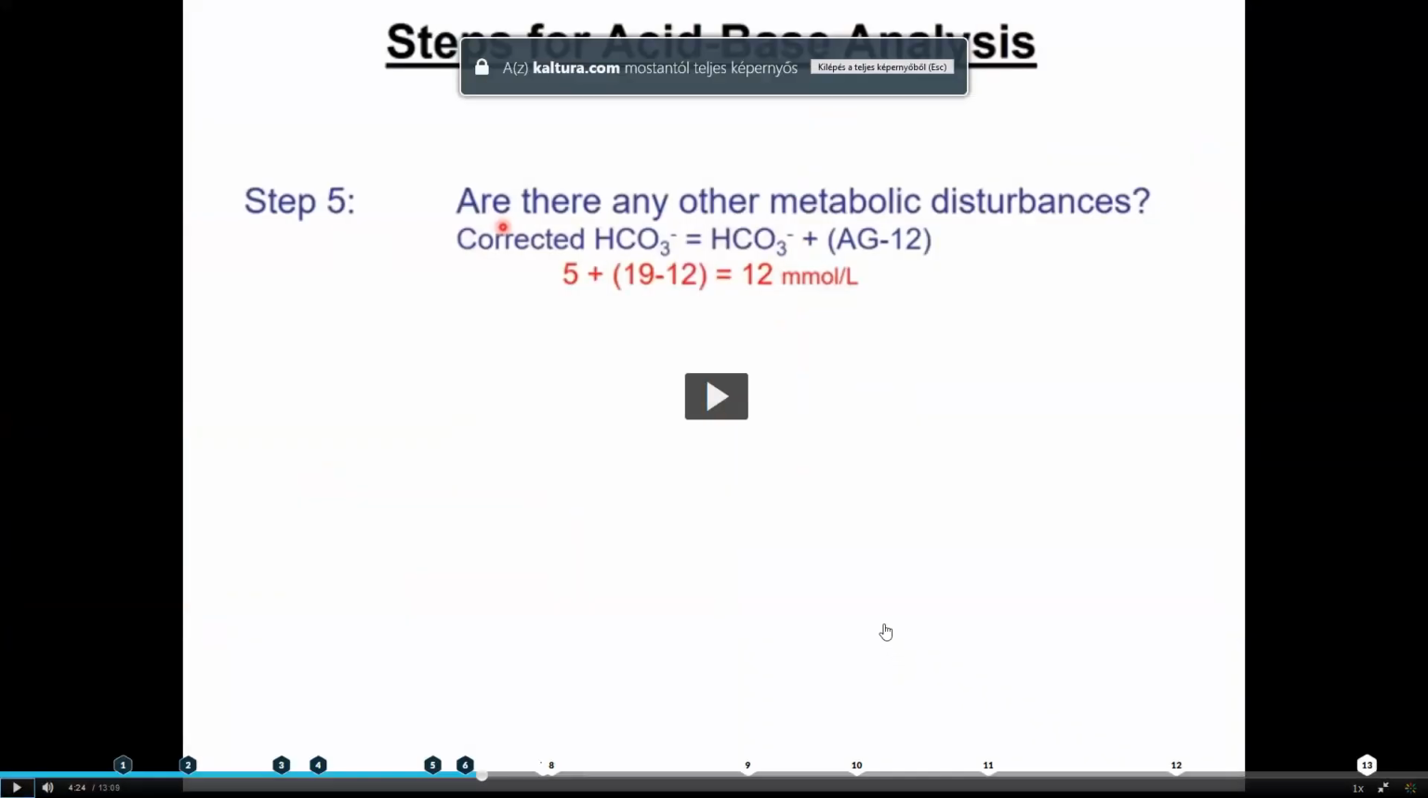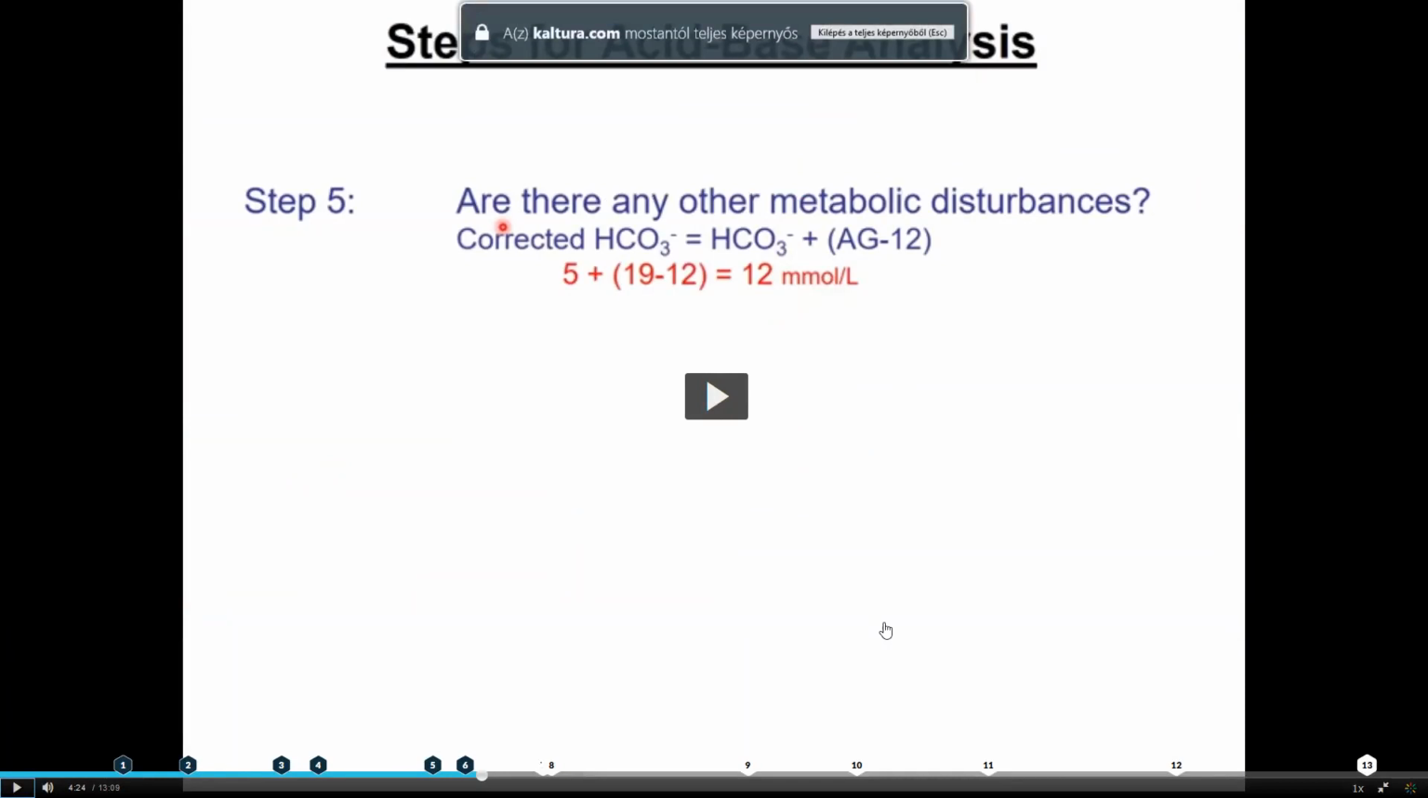Can I ask a question? Yes. When we say that the change of the anion gap is higher than the change of the bicarbonate, why don't we consider it a metabolic acidosis?